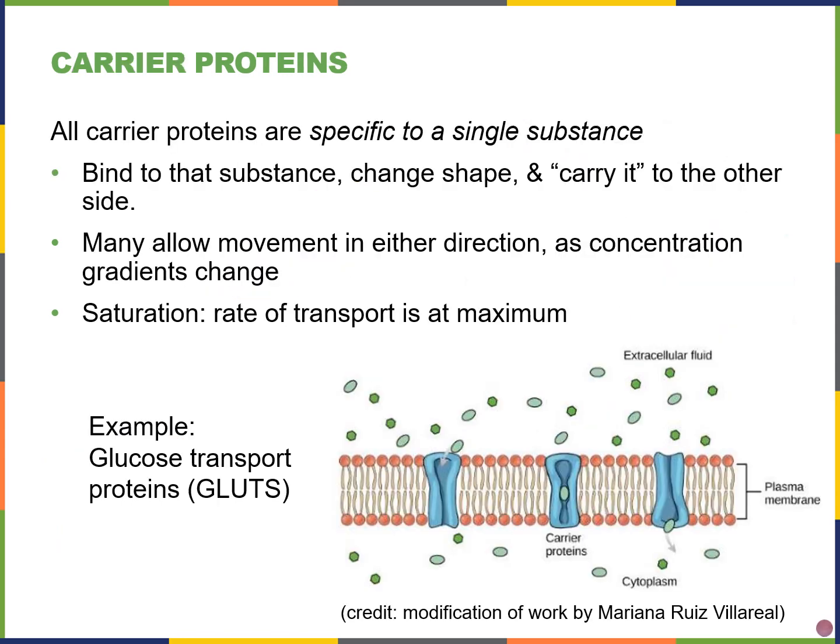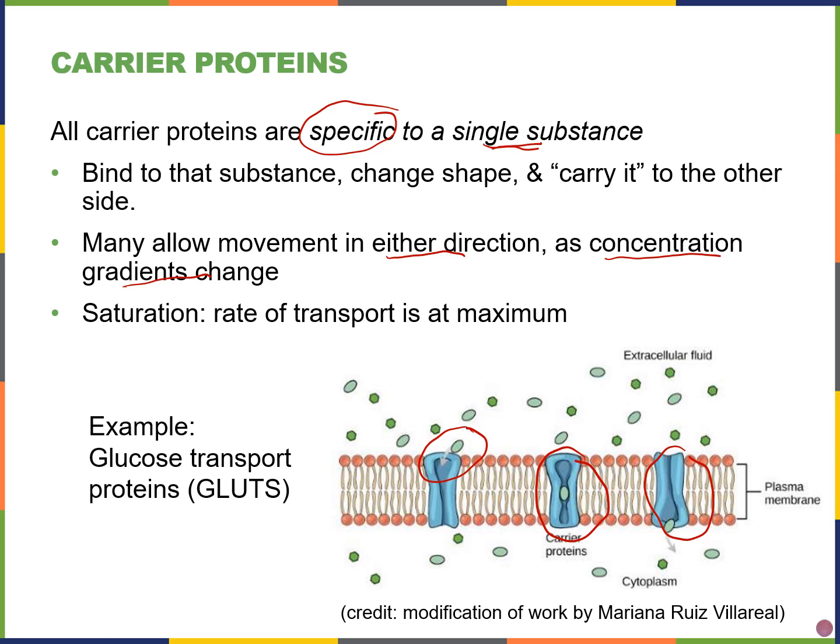Carrier proteins tend to work more slowly and transport their molecules more slowly across the membrane because they're very specific. Each carrier protein only binds to its specific substance. The binding must occur before the carrier protein changes shape and transports it across the membrane to the other side. And the movement can be in either direction, into or out of the cell. It really depends on that concentration gradient because you're still going from high to low concentration.